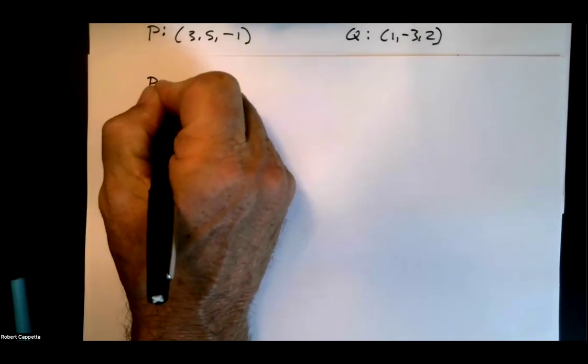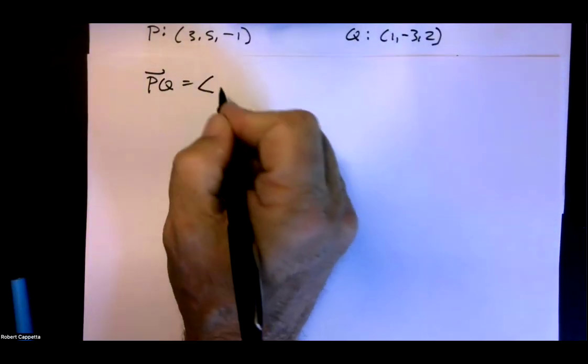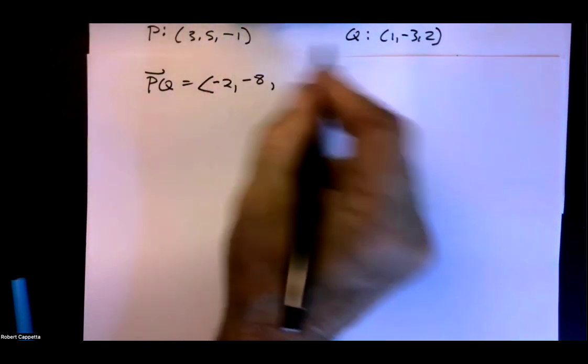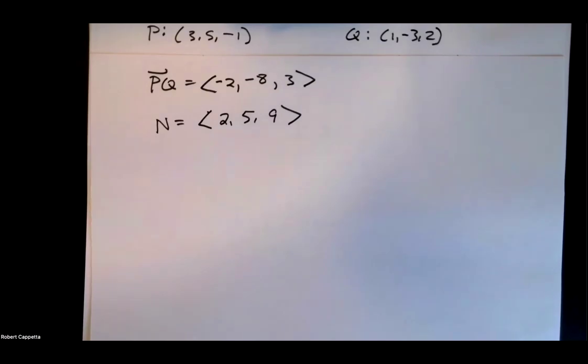The normal vector is 2, 5, 9. So these are the points we found before from setting the parameters equal to 0. Point P was on the first skew line. Point Q was on the second skew line. So I want to construct vector PQ or QP. Doesn't matter which direction you go. From 3 to 1 is down 2. From 5 to negative 3 is down 8. And from negative 1 to 2 is up 3. So that is PQ, connecting 2 points on the 2 skew lines together to construct a new vector, vector PQ, negative 2, negative 8, 3.